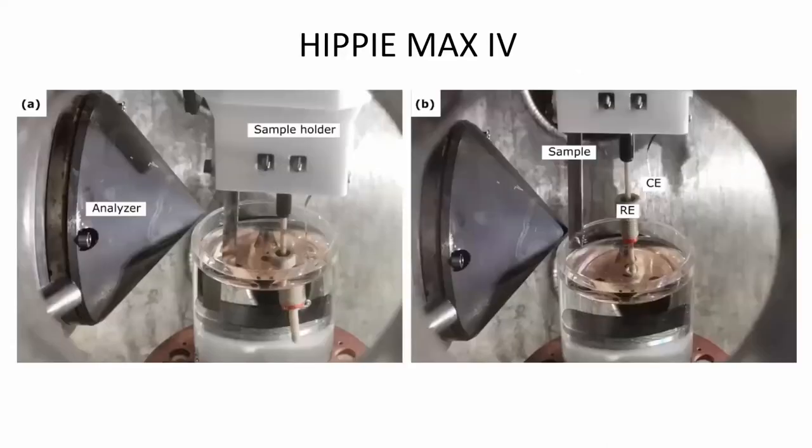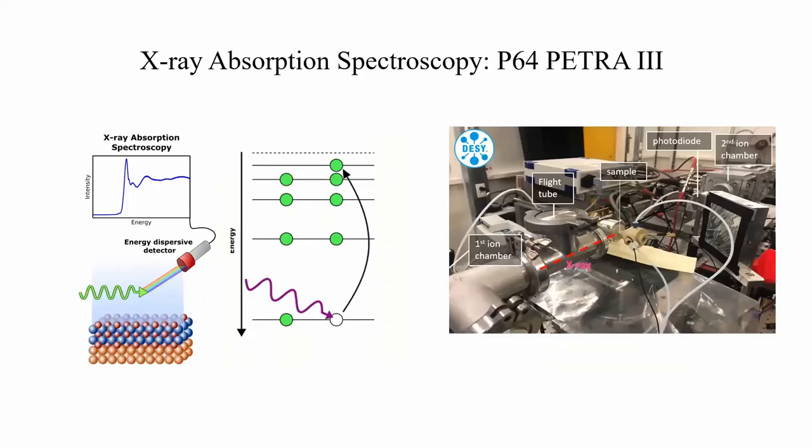So this is how it looks in real life. Here's the analyzer with a nozzle, a small hole. This is where we put the sample at some potential. Then we lift it up, go really close, and do the ambient pressure XPS measurements.